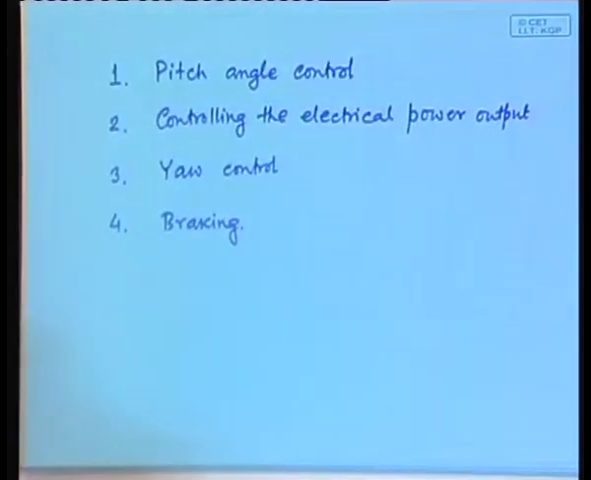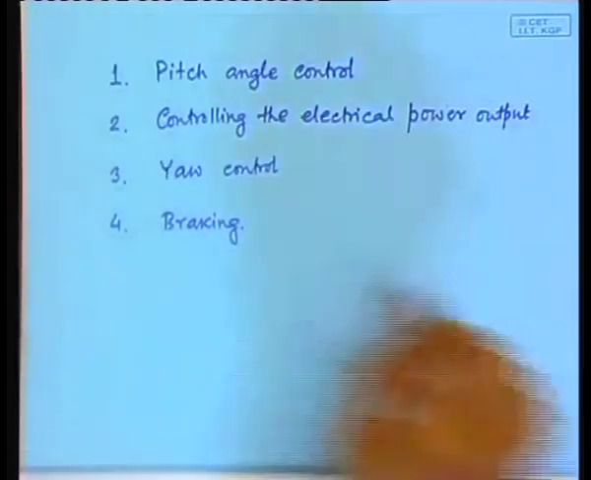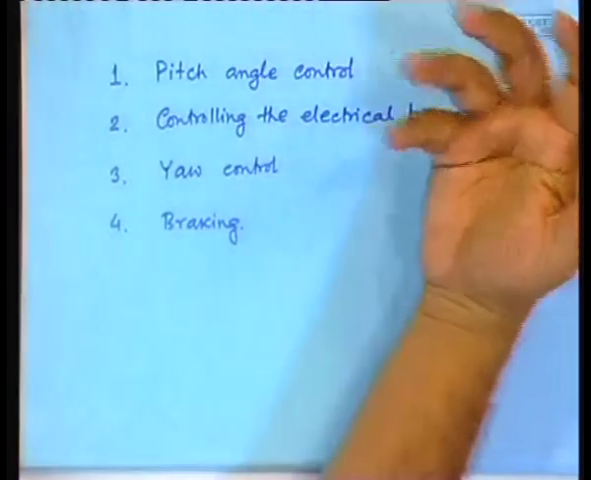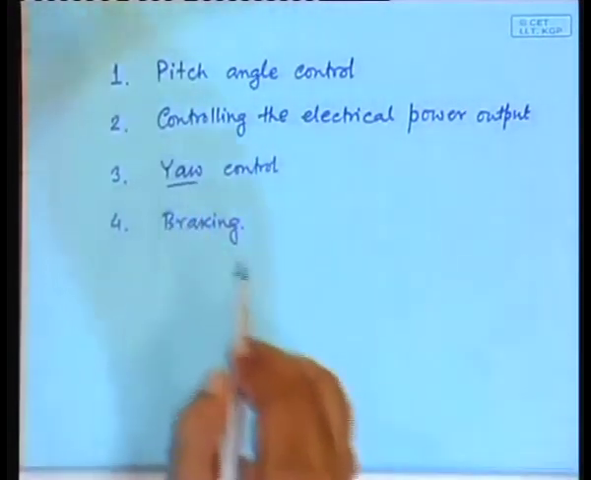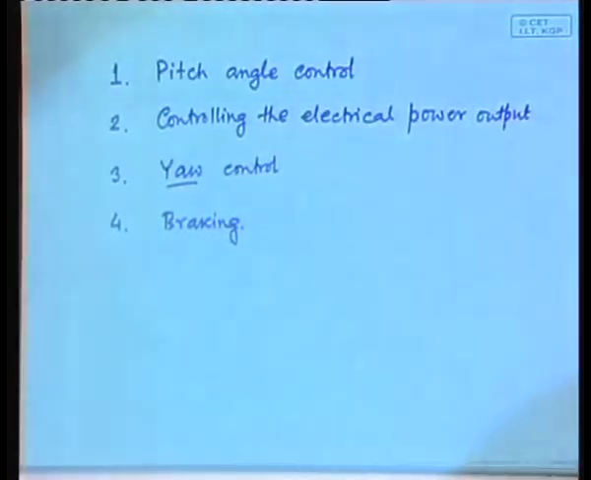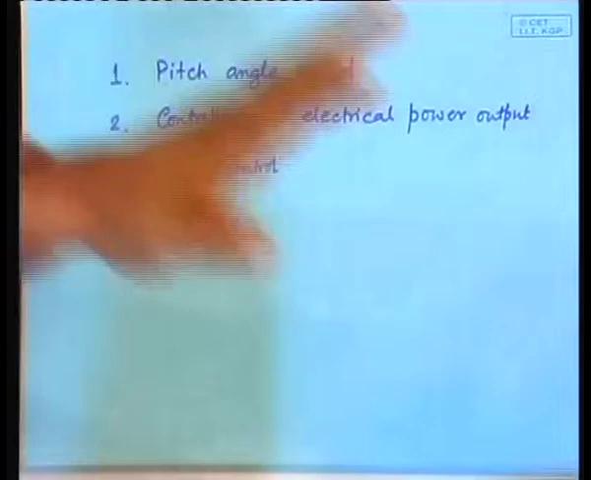Let us come to this one by one. Okay, let us start from yaw control, because when I mention this word yaw, you need to know what it is. Yawing is essentially the means of orienting the wind turbine in the direction of the wind.